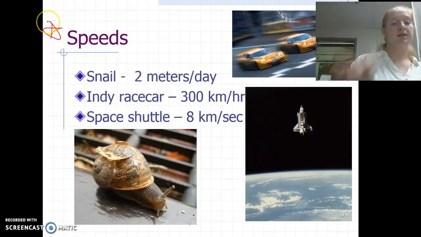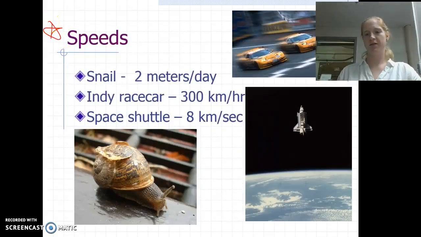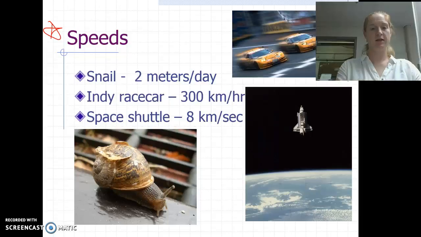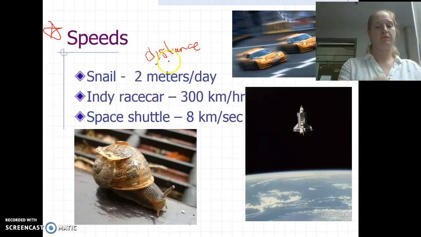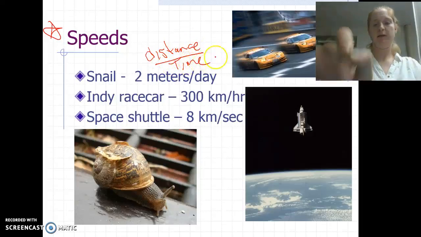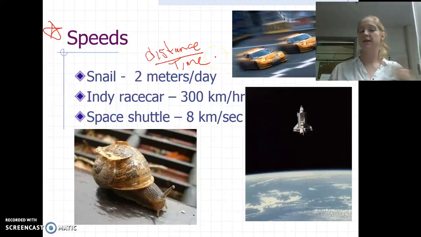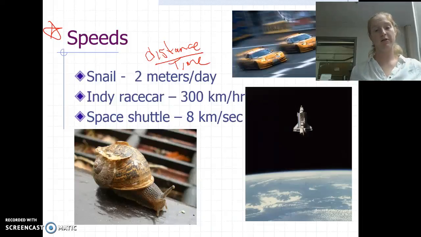Okay, speed. Here's our next term, speed. There are all different ways to measure speed. It's some sort of distance over time. That's all the slide is getting at. Snails, 2 meters a day. Indy racers, 300 kilometers per hour. Space shuttle, 8 kilometers per second. We have a distance and we have a time. These individual distances are irrelevant. It's just to give you an idea of how we measure speed.